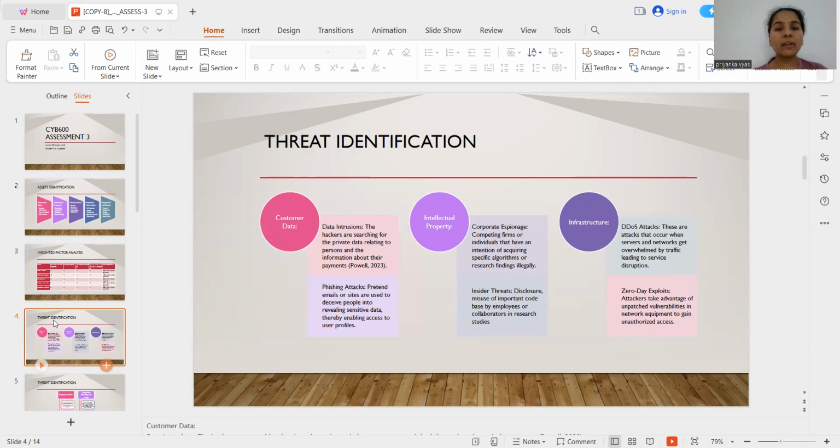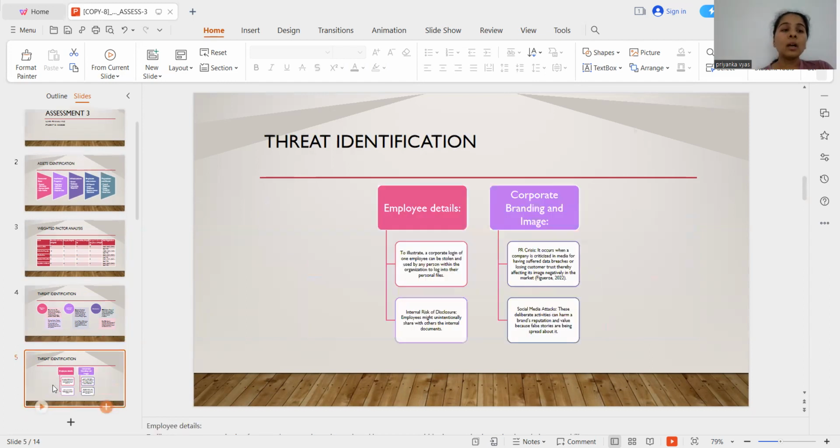Next, threat identification. In that, the threats for customer data, intellectual property, and infrastructure are given. Next one, again, threat identification: employee details and corporate branding and image are given.